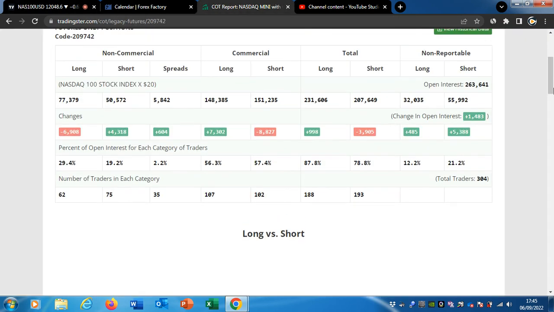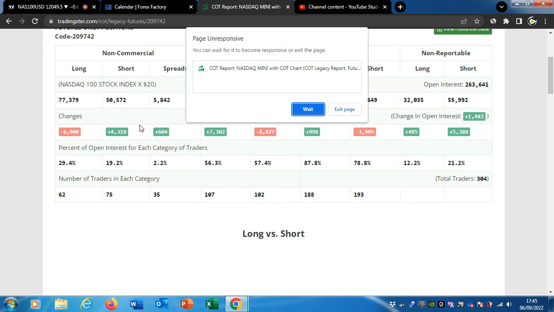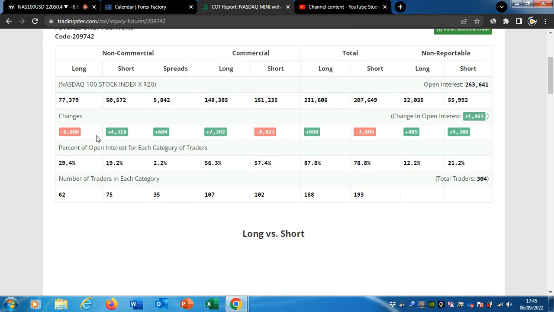Guys, see here for non-commercials, we can see that they closed almost 7,000 longs and opened 4K shorts, which can mean that in the short term we might see a bearish drop to the downside. So yeah, that is the current situation for Nasdaq.